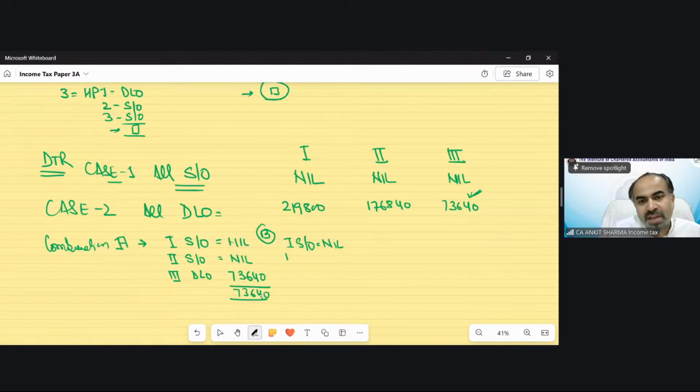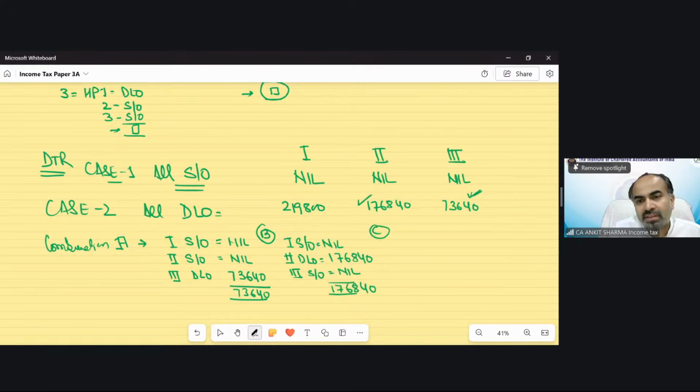Combination B. Suppose first is self-occupied still, value would be nil. Now assume second as deemed let out. So second value of deemed let out is 176,840. And third self-occupied value again nil. So the house property income would be 176,840.